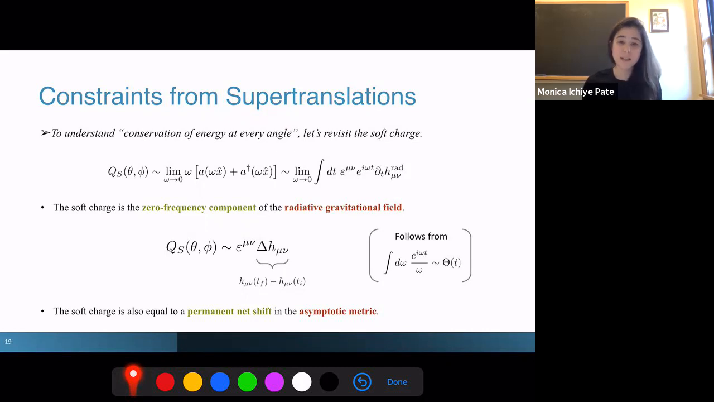However, this is just poor phrasing, because if we take omega to 0, then we can identify this integrand as being a total time derivative. And thus, the zero frequency component is actually equivalent to a net shift in the gravitational field, or the metric in time. Essentially, this is nothing more than the observation that the Fourier transform of a pole in frequency space is a step function in time. So the soft charge is capturing a permanent shift in the asymptotic metric.